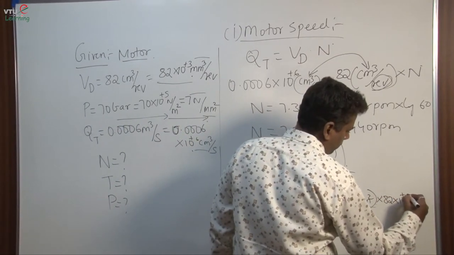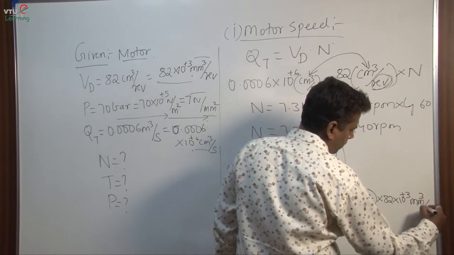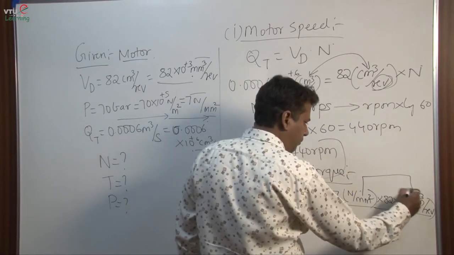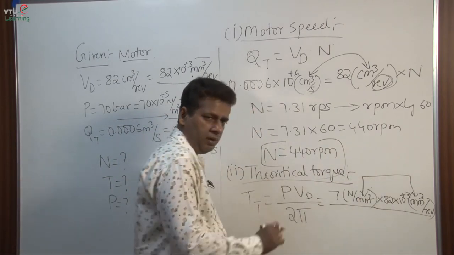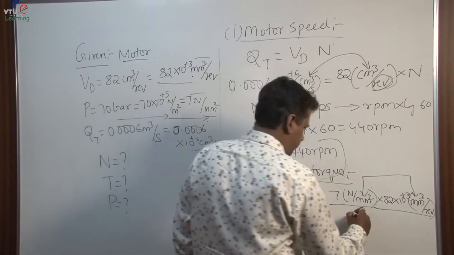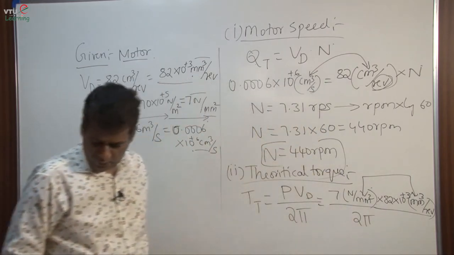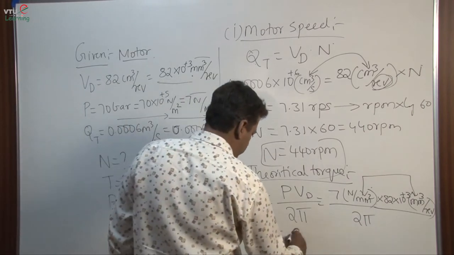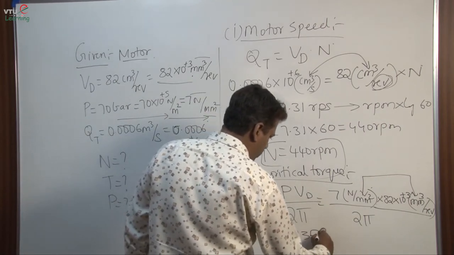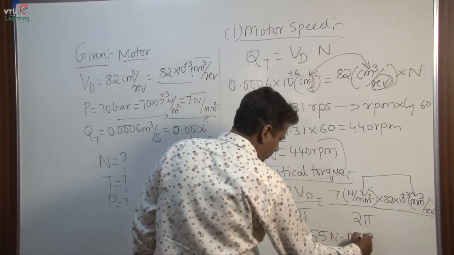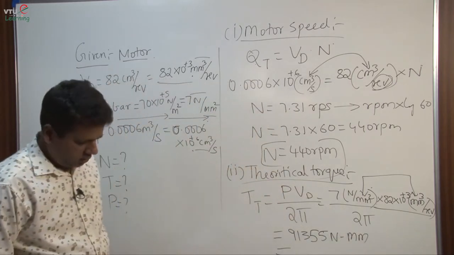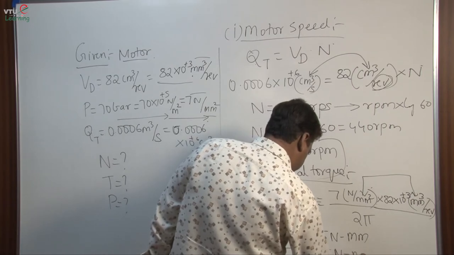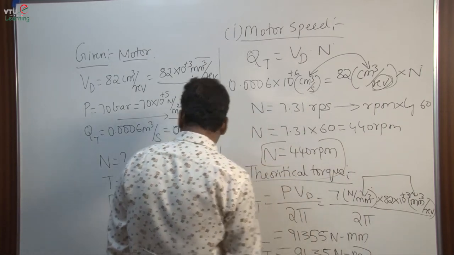Into 10 to the power of plus 3 millimeter cube per revolution. Again, you have to check that the millimeter and millimeter cube and millimeter are there, divided by 2 pi. So if you do that, you will get the torque as 91355 Newton millimeter, or if you want that in Newton meter, 91.35 Newton meter. So this is the theoretical torque, right?